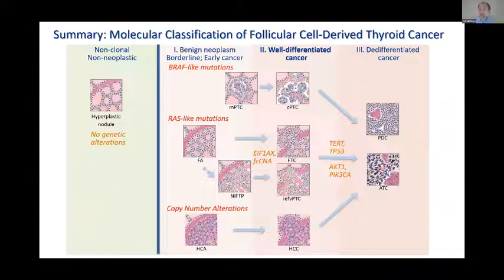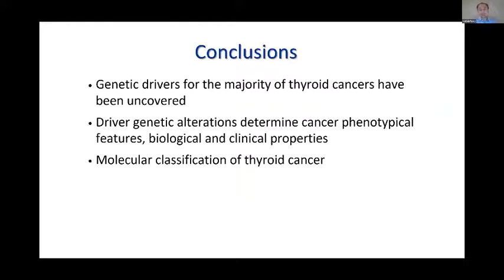BRAF-like tumors are typically classic papillary carcinomas that develop from microcarcinoma. RAS-like tumors are follicular carcinomas, many of which develop from follicular adenomas, and invasive encapsulated follicular variants of PTC developing from NIFTP. This is the RAS-like tumor cloud. And copy number alteration driven tumors are typically Hurthle cell carcinomas that develop from Hurthle cell adenomas. So this molecular classification is important because, again, these tumor types have specific clinical presentation and morphology.